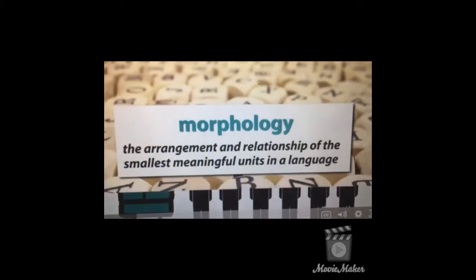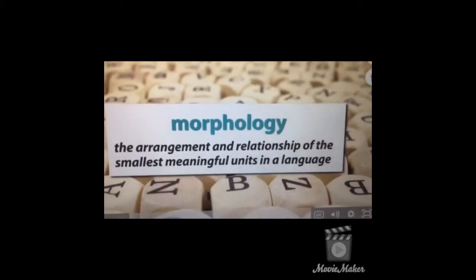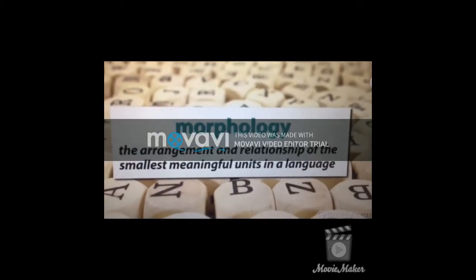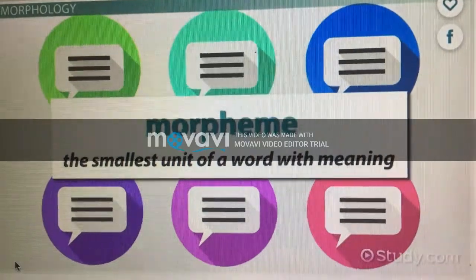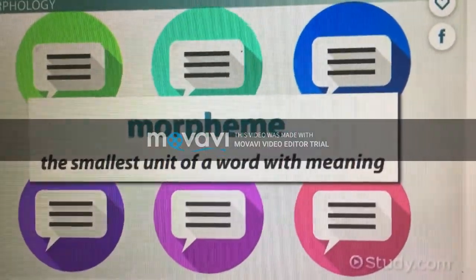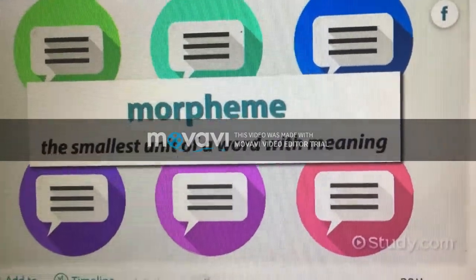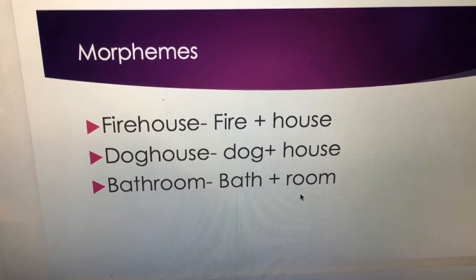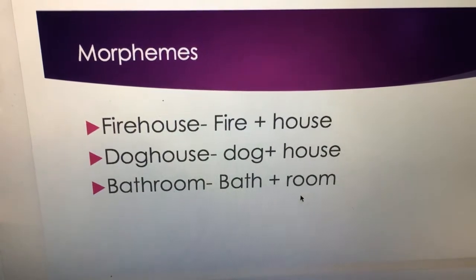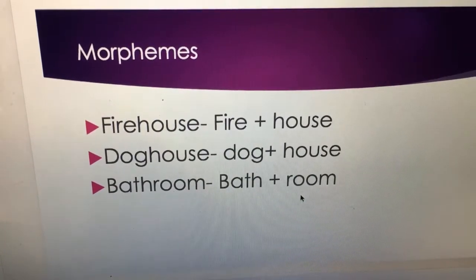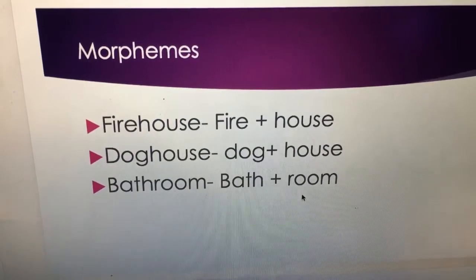On morphology. Morphology is the arrangement and relationship of the smallest meaningful units in a language. To understand morphology, you need to know what a morpheme is. A morpheme is the smallest unit of a word with meaning. Here are some examples of morphemes. Morphemes are words broken into smaller parts that create meaning.